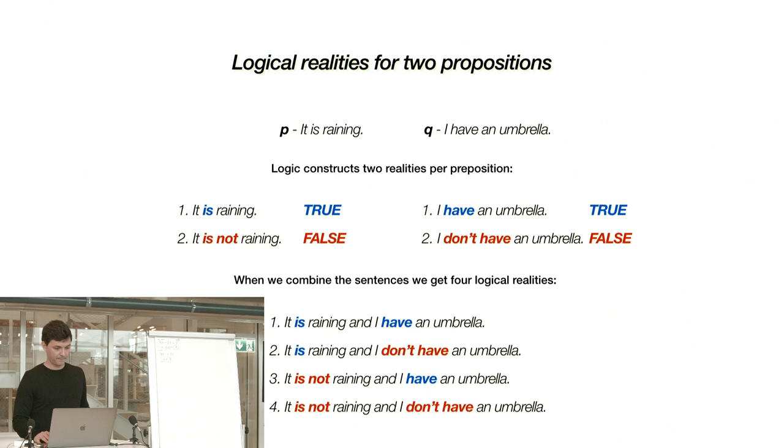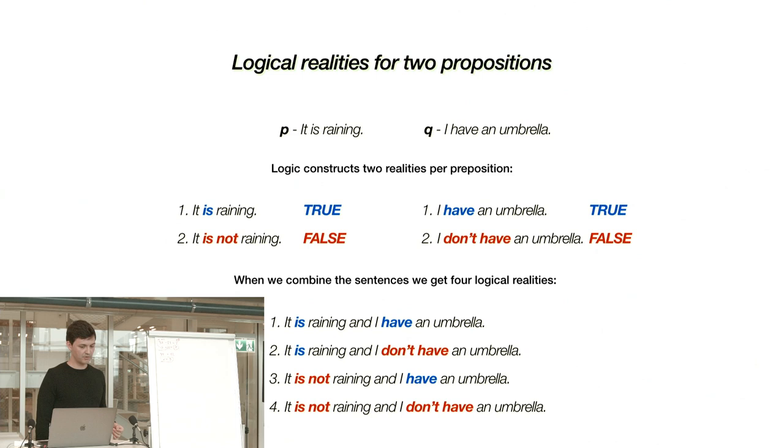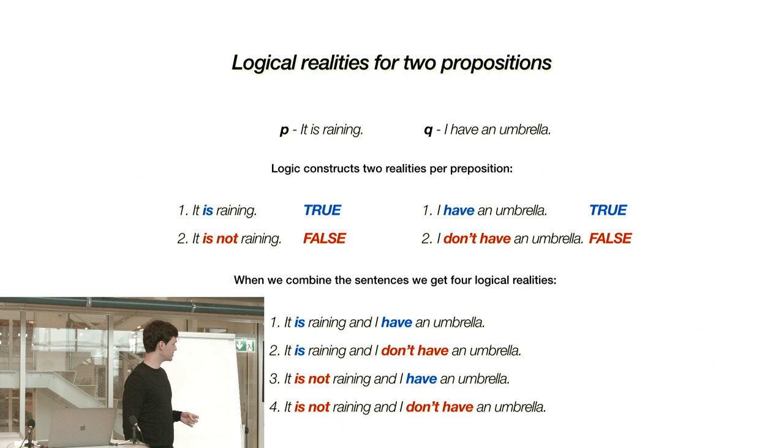Now let's see what happens when you have multiple sentences. This is kind of interesting. Now we have two sentences, two propositions, P, it is raining, and Q, I have an umbrella. And now, as I told you, each proposition constructs two logical realities. So it's raining makes two. It's raining and it's not raining. Imagine now a virtual world in which it's raining and one in which it's not raining.